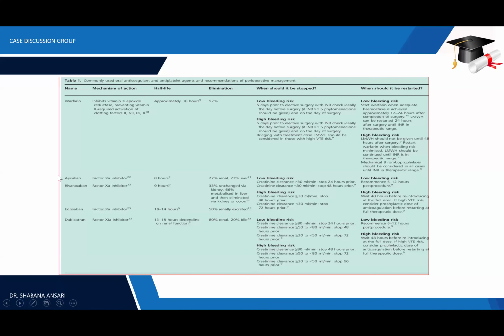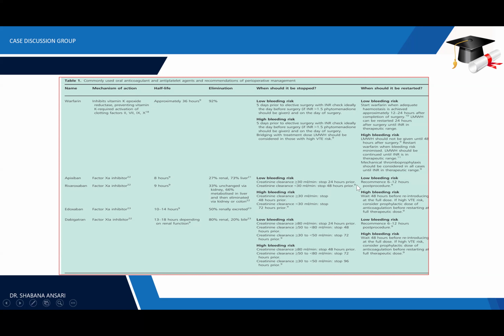Now, coming to direct oral anticoagulants: apixaban, rivaroxaban, edoxaban. They are all factor 10A inhibitors. They all have the same mechanism of action. So here we have to see whether surgery is of low bleeding risk and what the creatinine clearance is. If creatinine clearance is normal, 30 ml or more, then we will be stopping these medications 24 hours prior to the surgery. This is about our direct oral anticoagulants. If the creatinine clearance is less than 30, it has to be stopped 48 hours prior to the surgery.